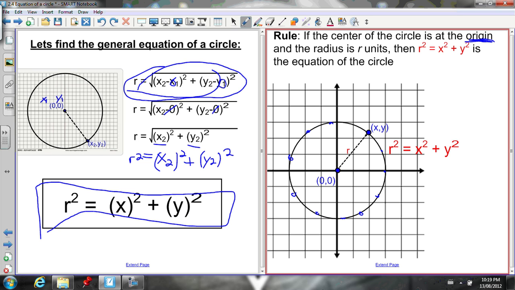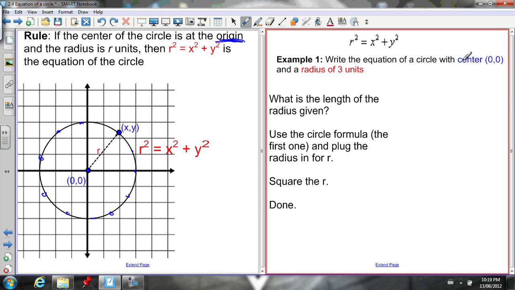Let's write the equation of a circle with the center at 0, 0, just like I said, we're working with circles centered at the origin, and a radius of 3 units. So we're given r equals 3. I know the equation of a circle is x squared plus y squared equals r squared. I could write r squared equals x squared plus y squared, or x squared plus y squared equals r squared. They're equivalent. Write it however you want. I'll probably generally write it in this form.